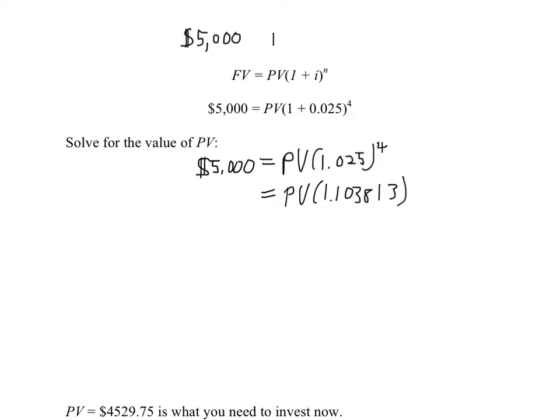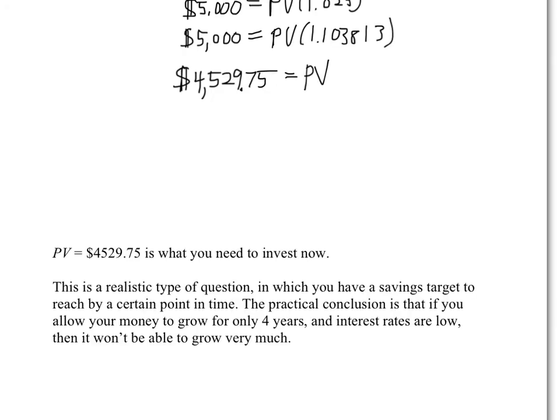Finally, we divide both sides by 1.103813. That's the overall 4-year growth factor. We divide by it to isolate PV, to solve for PV. So it turns out the PV, the amount we initially need to invest, is $4,529.75. Not only is this an application of the compound interest formula, but it's also a realistic type of question.